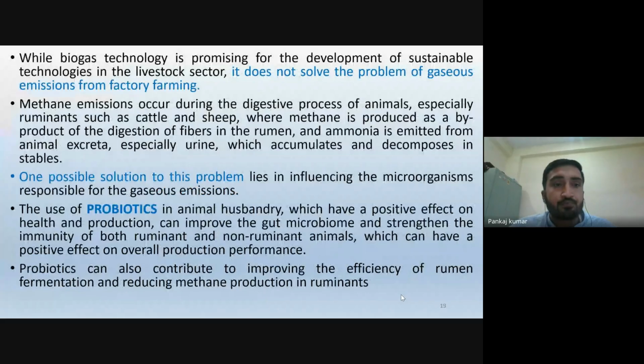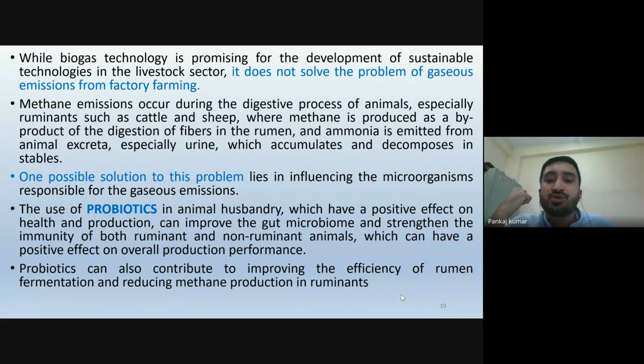waste disposal. See, biogas technology is promising for development of sustainable technology in the livestock sector, but the problem of gaseous emission, meaning methane emission, cannot be solved by this biogas technology because it is only targeting the waste that is produced from the farms or livestock farms. So the methane emission occurs during the digestive process of animals, especially ruminants such as cattle, buffalo, sheep, and goat, that are large ruminants and small ruminants, where methane is produced as a byproduct in digestion of fiber in the ruminants, and ammonia is emitted from animal excreta, especially urine, which accumulates and decomposes in the stables.